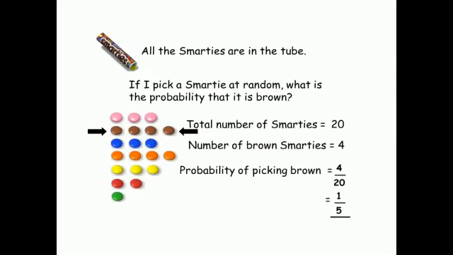Here some smarties, okay, gems. You can see some gems and you have to find the total. Counting the totals, you will get 20 smarties. And which one do we need? One only, the brown one. So brown we have 4. So 4 by 20, the simplest form is 1 by 5.